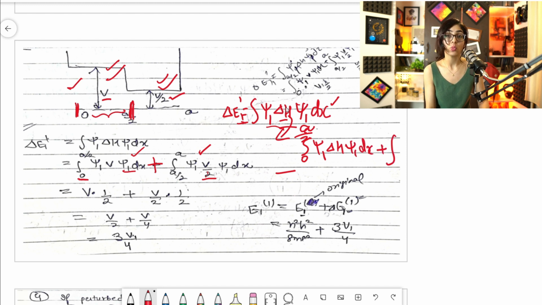Plus, now what I'll take next? Since I have covered this one, now I'll take this one. So that is from a by 2. Length is a by 2 to a. Only limits are varying between a by 2 to a. And then again the same psi 1, del h, psi 1, dx. Clear? So you now put the further values which are given.